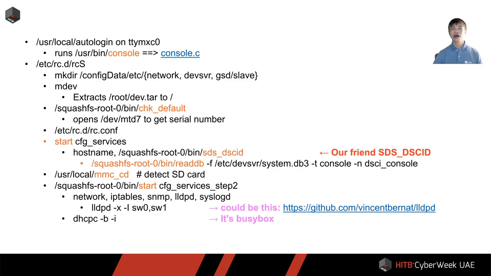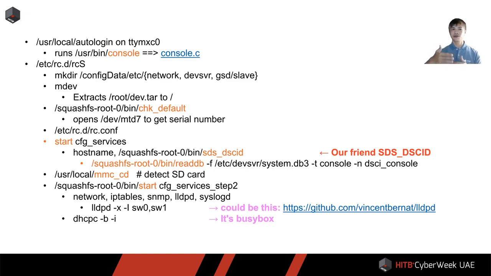So next, there's rcS. It's basically making the configuration directory, extracting default settings, then mounting the right partition, the user configuration partition, getting a serial number, starting configuration services, and then running the SDS, DSCID, our good old friend. Then it's running MMCCD, which is a daemon that detects the insertion of an SD card. So if you have the SD card inserted before this step, it mounts it first, then dumps the database to the SD card. And if you have configured it, it's also saving the log files onto the SD card.